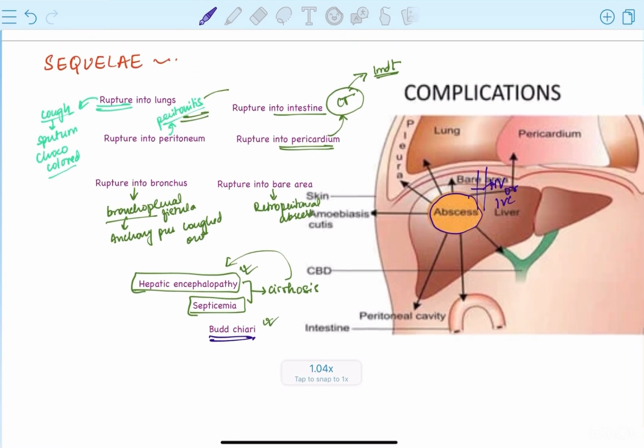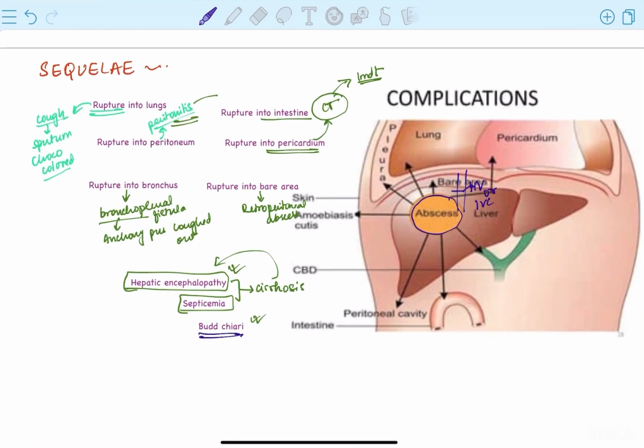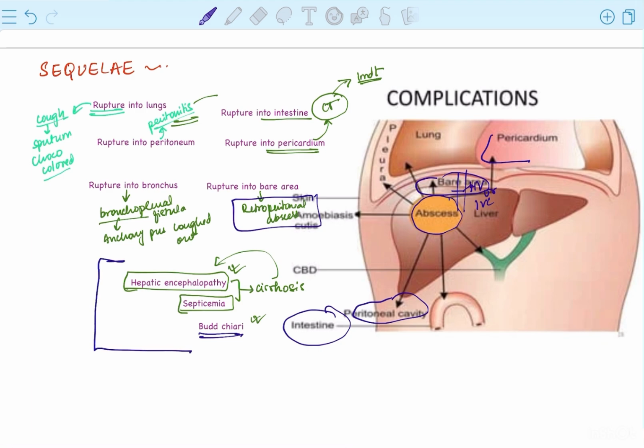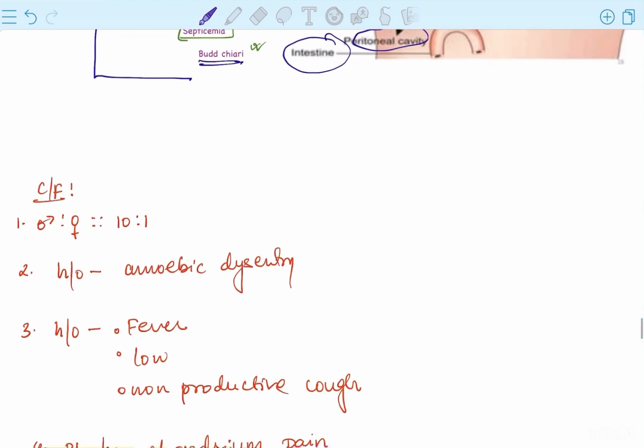So we have seen all the sequelae. Let's just brief it. It can rupture into the lungs, pericardium, the peritoneum, the intestine, and the bare area. In the bare area, it can form a retroperitoneal abscess. Other than that, it can cause hepatic encephalopathy, septicemia, and Budd-Chiari syndrome.